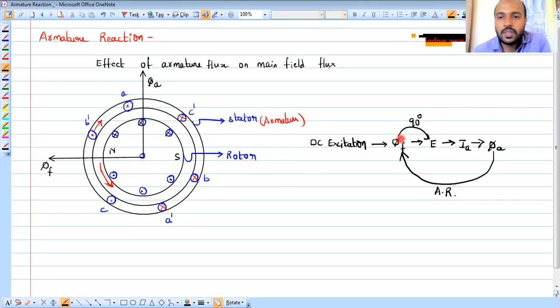So initially we are giving DC excitation. That's why we get a rotating magnetic field in our air gap. This rotating magnetic flux cuts this conductor and induces EMF. That's why there is a displacement of 90 degrees. Why 90? Because our synchronous generator windings are purely inductive in nature. That's why there will be a displacement of 90 degrees between the main field flux and EMF.